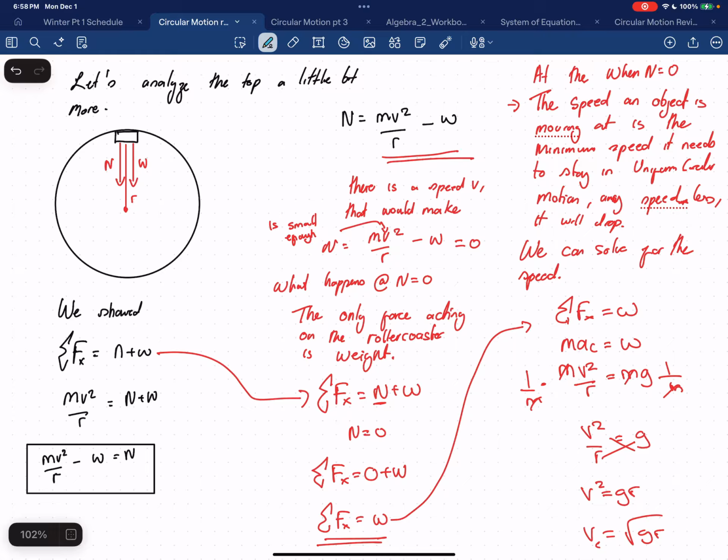V_C, our critical speed, the minimum speed required to stay in uniform circular motion, is called the critical speed. And this is very important. And don't forget about this.